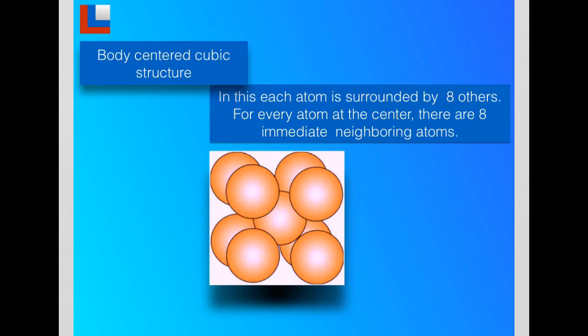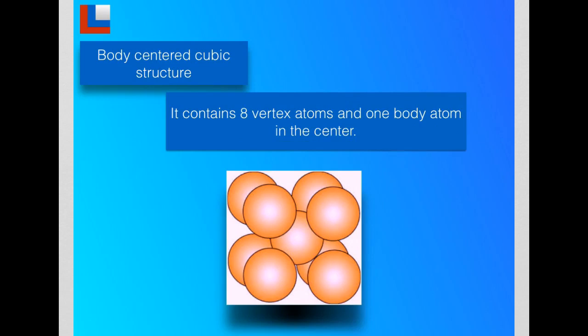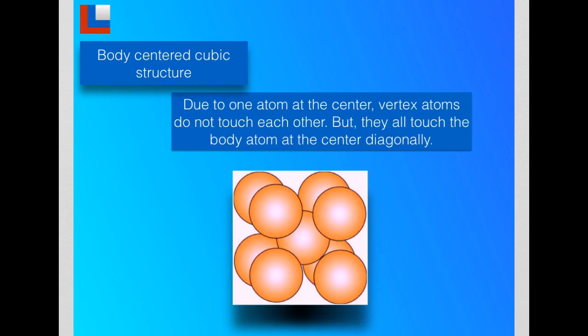In the body-centered cubic structure, each atom is surrounded by 8 others. That is, for every atom at the center, there are 8 immediate neighboring atoms. A body-centered cubic structure has 8 vertex atoms and 1 body atom in the center. We can see that due to the 1 atom at the center, vertex atoms do not touch each other, but they all touch the body atom at the center diagonally.